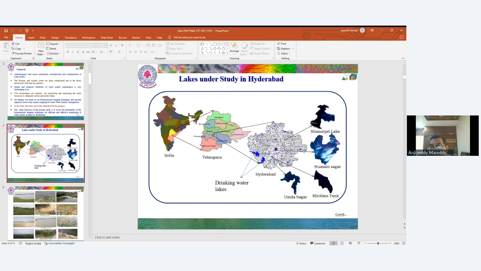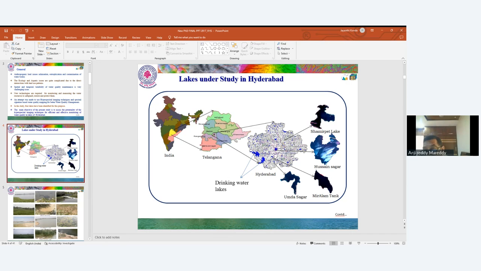One is the Shamirpet Lake, and the other one is the Hussain Sagar Lake, which is the very center of Hyderabad city, and that separates Secunderabad and Hyderabad. Once upon a time, 400 years back, this Hussain Sagar Lake was basically a drinking water lake. Today, no more; we can't say that it is a drinking water lake. If you insert your finger, it will be spoiled. That is the present status of the lake water.